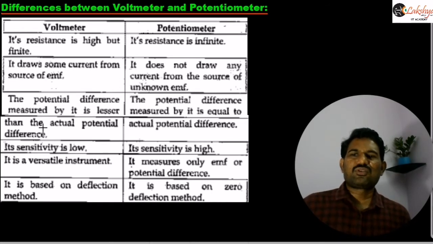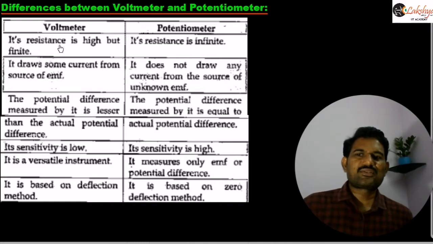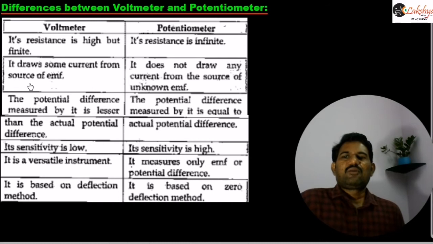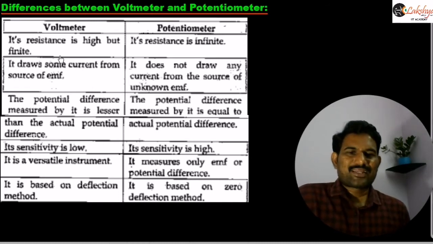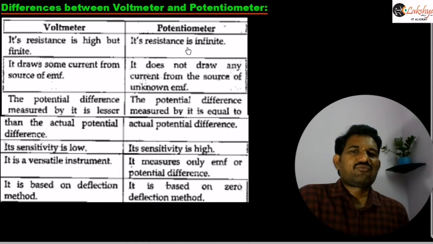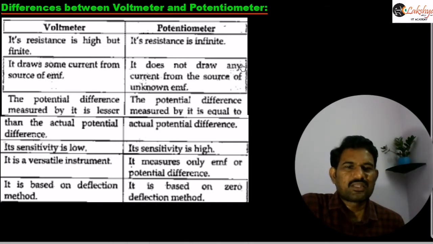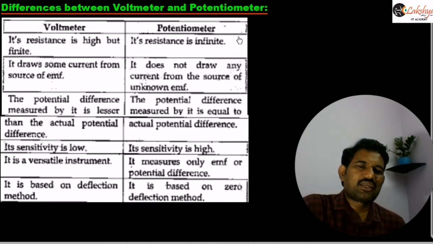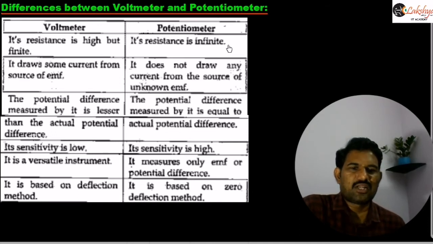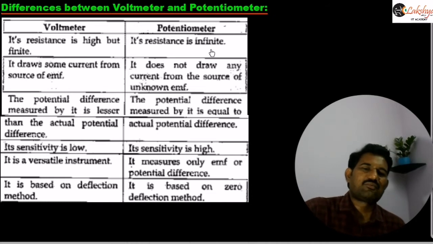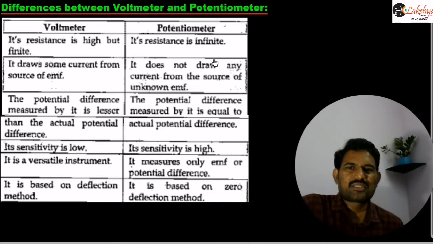If you observe this voltmeter here, its resistance is high but finite. That means the resistance of a practical voltmeter, ideally it should be infinite, but practically it is a high but finite value. For the potentiometer, its resistance is infinite because no current will flow through it. This is based on the null deflection here. Whatever reading you are measuring by using the potentiometer is measured by this null deflection method only. That means the galvanometer indicates a 0 reading. So that method is also called the null deflection method. Null deflection means no current is flowing, and no current flowing means you can consider that as infinite resistance.